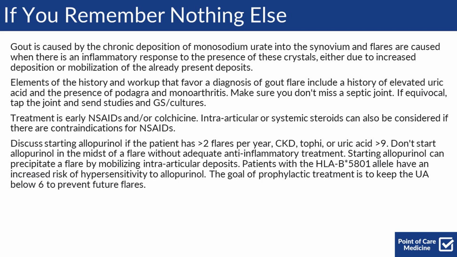Starting allopurinol can precipitate a flare by mobilizing intra-articular deposits. Patients with the HLA-B 5801 allele have an increased risk of hypersensitivity to allopurinol. The goal of prophylactic treatment with allopurinol is to keep the uric acid below 6 to prevent future flares.